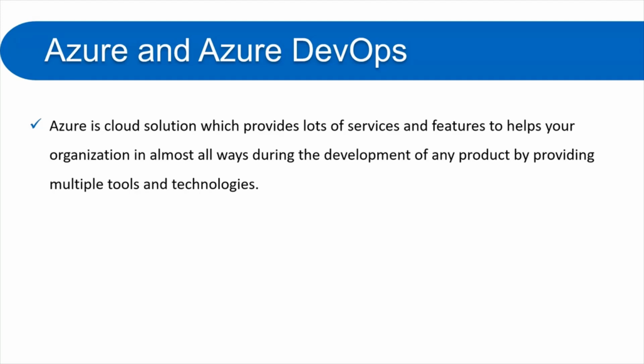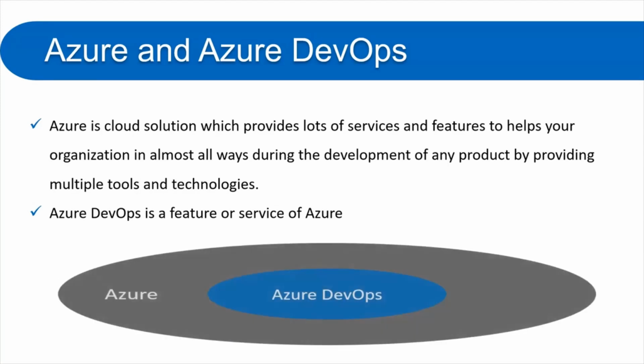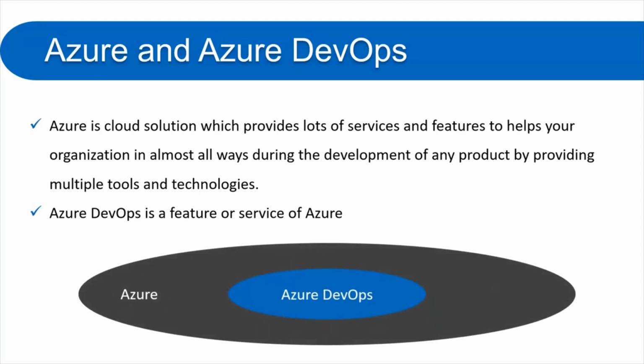Now, what is Azure DevOps? Azure DevOps is a feature or service of Azure. In simple terms, we can say Azure is something very broad, and Azure DevOps is a part of Azure, or we can say Azure DevOps is a feature of Azure. If we talk about the graphic representation, Azure is something very big, and Azure DevOps is a part of this big feature.